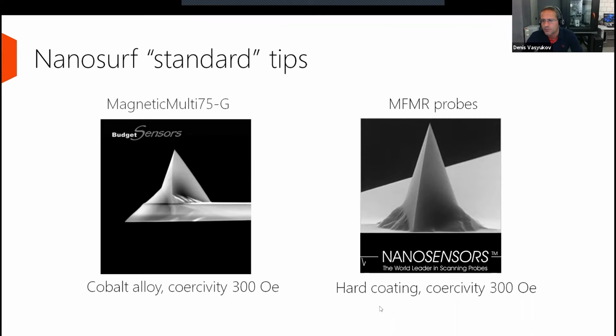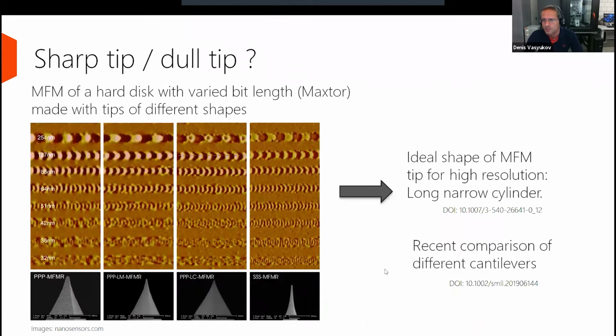If you need more variety of tip materials or coating thicknesses, you could use MR probes from Nanosensors. I think they have about 4 models with different coatings, different coating thicknesses, and also different tip shapes. Tip shape might be important if you would like to do high resolution magnetic imaging. If you look in the literature, the ideal shape of the MFM tip for high resolution imaging is a long, narrow cylinder.